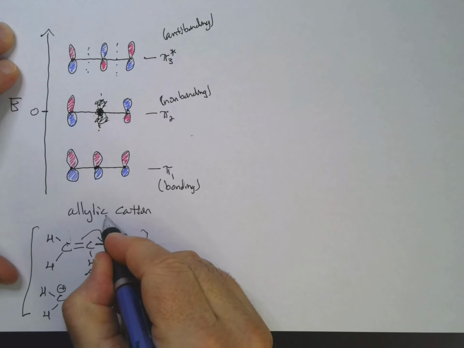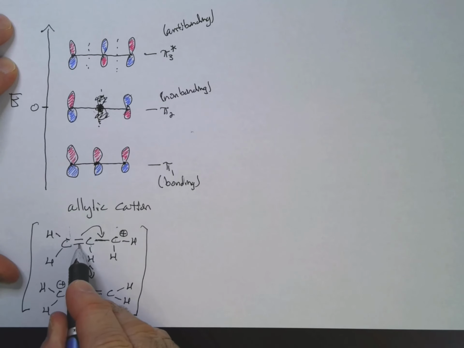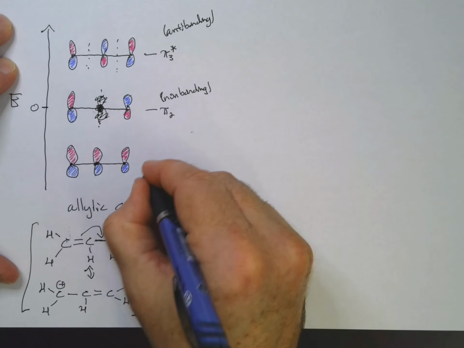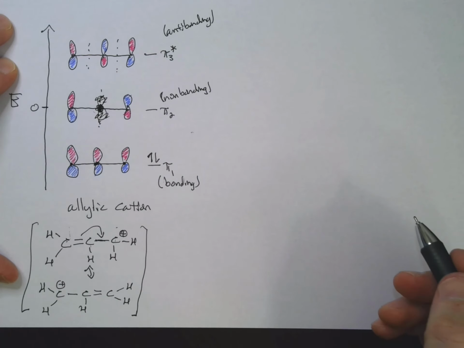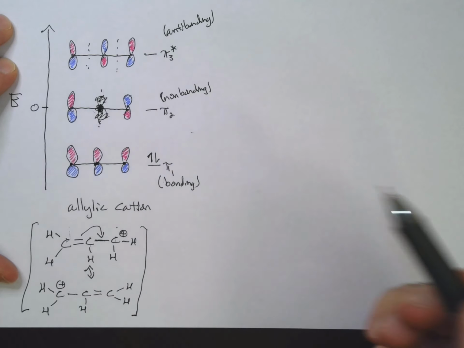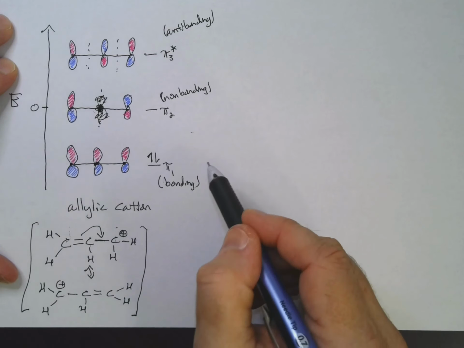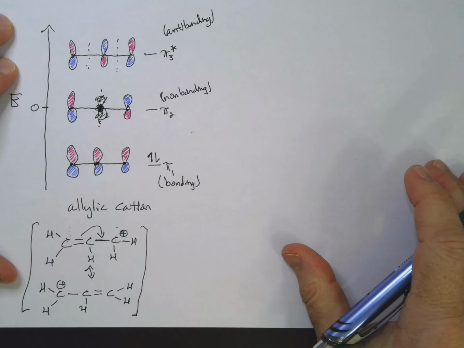Now for our allylic cation, we have 2 pi electrons. They're in the double bond. No pi electrons here. So 1, 2. Well, there we go. That's why it's stable. We have 2 electrons, 2 pi electrons in the pi 1 bonding orbital. Boom. Nothing in the antibonding. Nothing in the non-bonding for that matter.